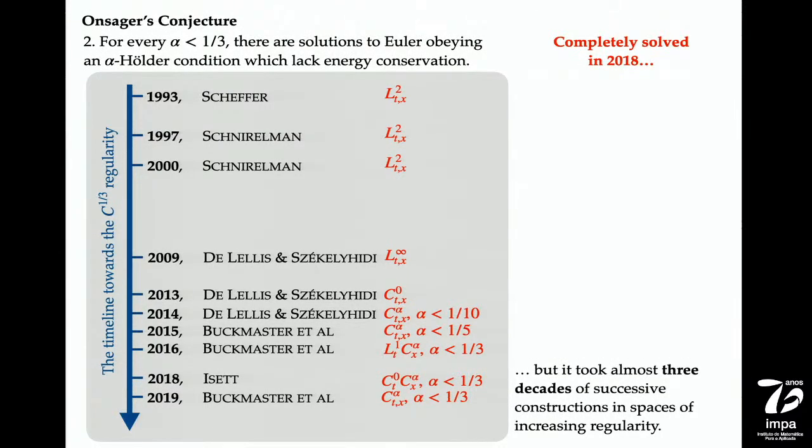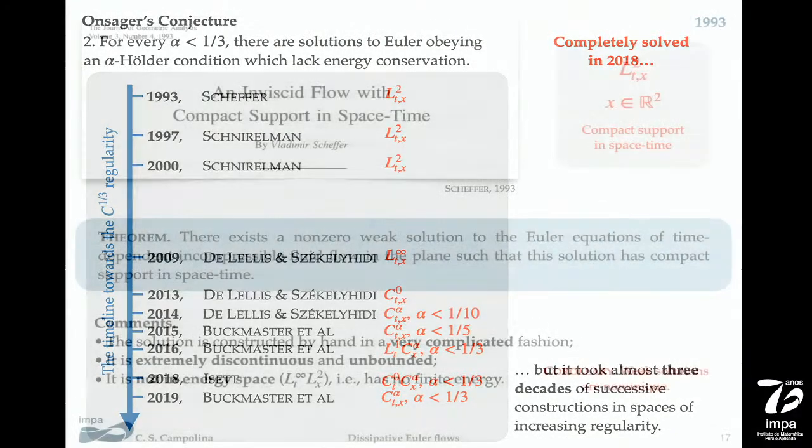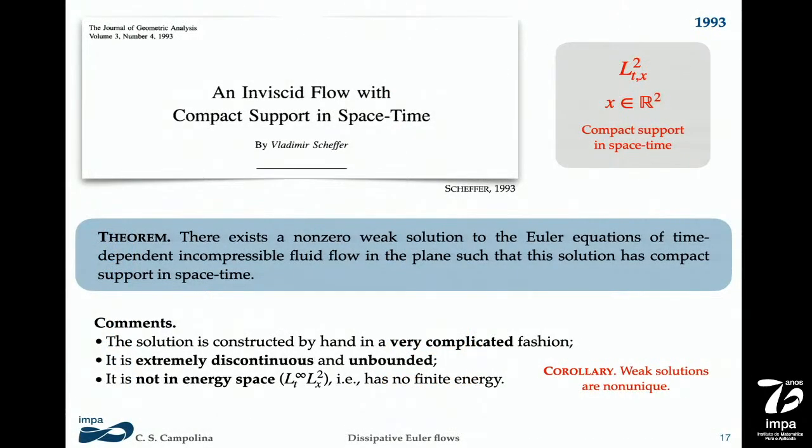So now I will reveal some of these papers in a row to see what is the construction, the results, and everything. Okay. So this is the first paper, by Scheffer in 1993. It's a construction of a solution in L2, and it's performed on a 2-dimensional space.